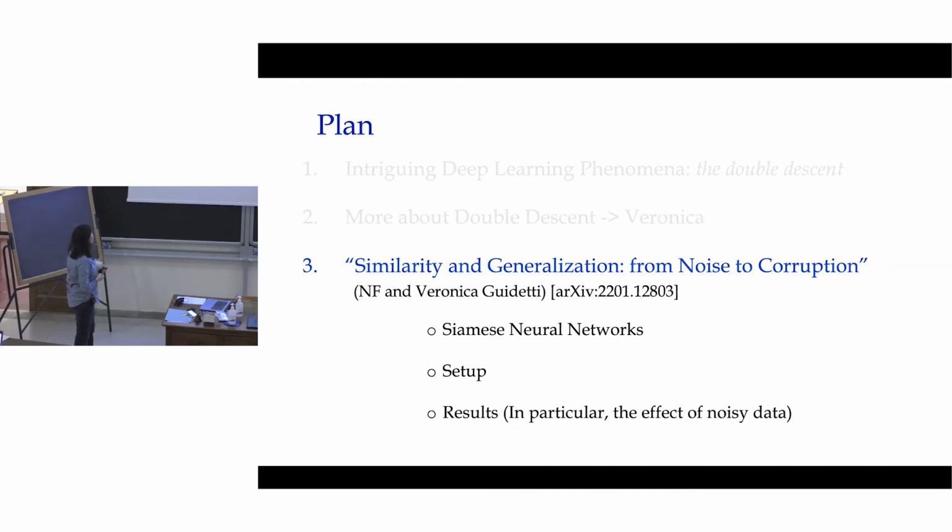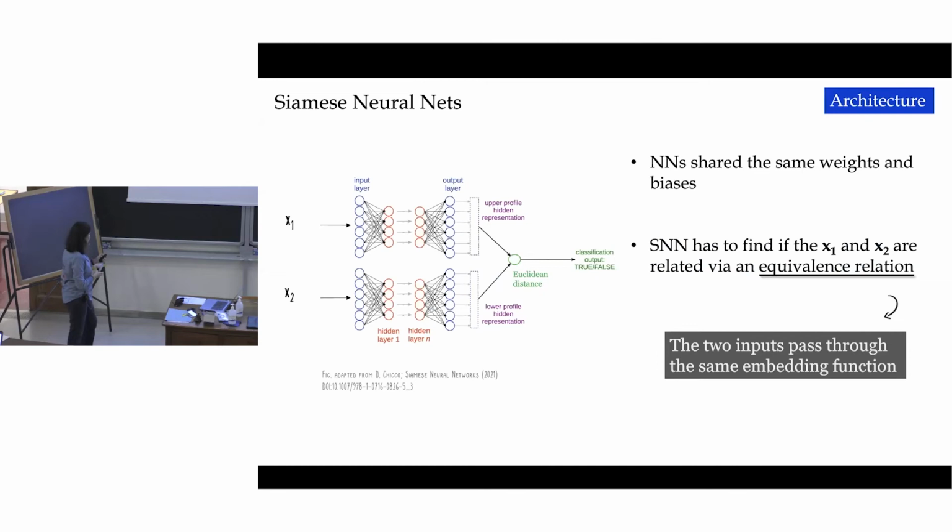Okay, so this is the plan. First I'm going to show the architecture, Siamese neural nets. That's the simplest way that you can do a contrastive comparison. Then I'm going to show the setup that we use for training and then the results. Okay, that's it. So this is a Siamese neural net.